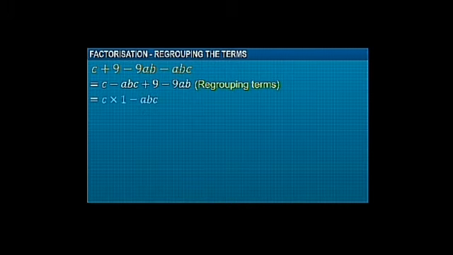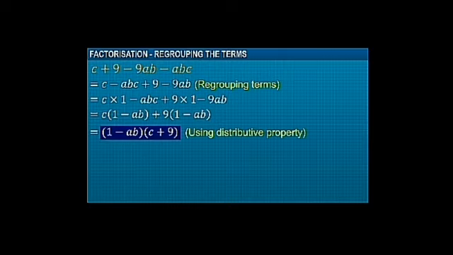Now let us factorize that. In c minus abc, c is the common factor, so c into 1 minus ab. In 9 minus 9ab, 9 is the common factor, so 9 into 1 minus ab. Again, in both we have 1 minus ab as common. So 1 minus ab into c plus 9. By using the distributive property, we get the above expression.